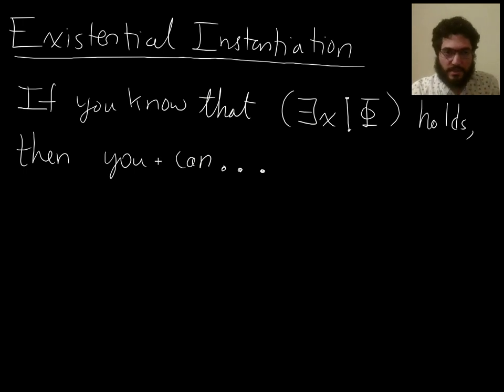So now let's think about a situation where you know that there exists a green thing, or you know that there exists x such that phi is true. Then how do you make use of a statement like that? The rule to do it is called existential instantiation. This is the fourth and last of our basic quantifier rules, and I have saved the trickiest one for last. So why is this tricky?